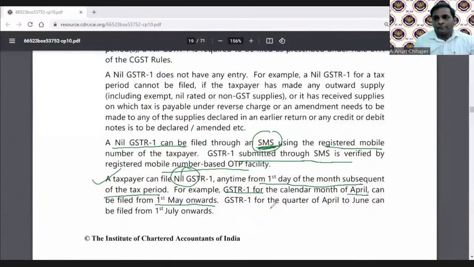That we all know, that during the tax period we cannot furnish. There are 2 exceptions, and apart from that, every GSTR1 is possible only after the end of the tax period, that is 1st of the next month or 1st after the end of the quarter.